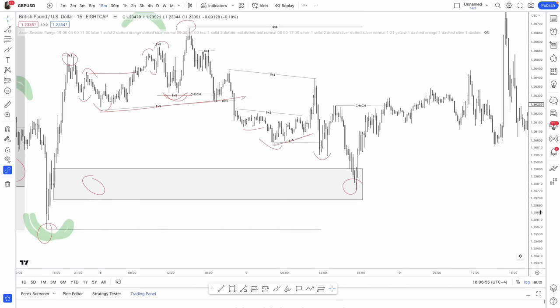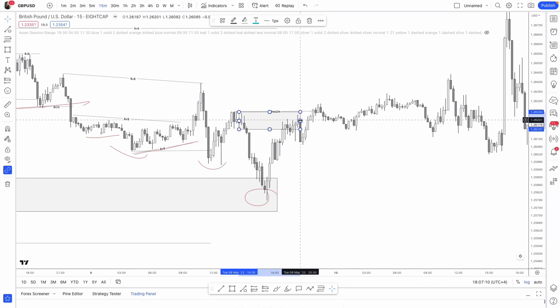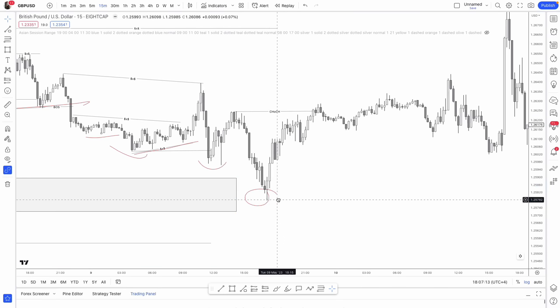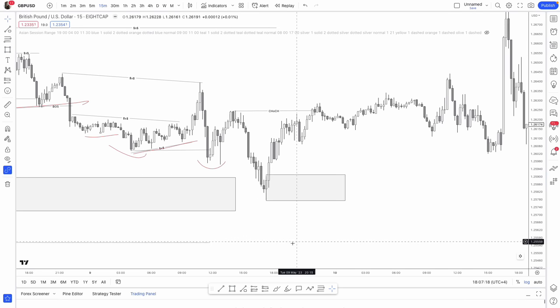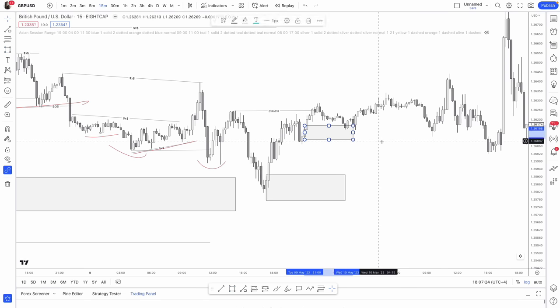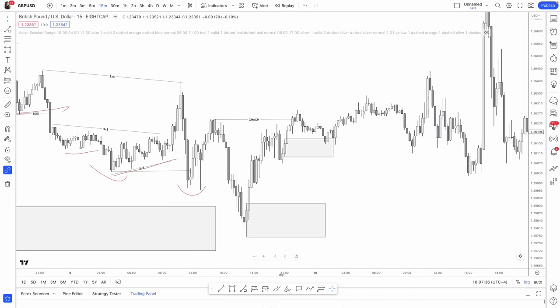Now, where would you take that long from? Well, if we see right here, we have an area of supply. Price taps into supply, pulls out, and then changes character. So where was it that actually caused the break to happen? Now we have, of course, what we call the origin of the move and what we call the decisional of the move. The origin is the original point of demand that came in. The decisional is the deciding area of demand that changed character. So we would look at taking our position at the decisional area.